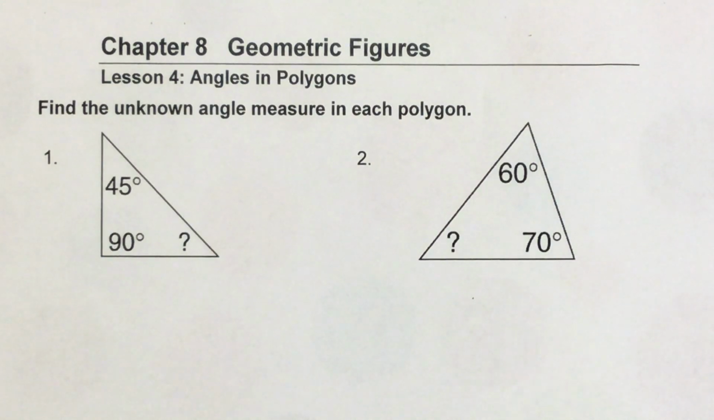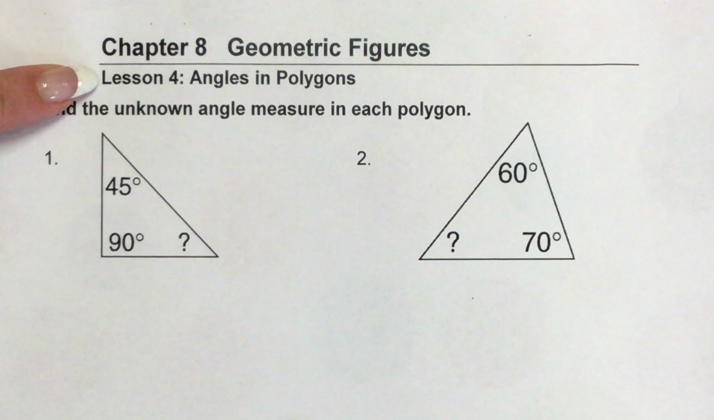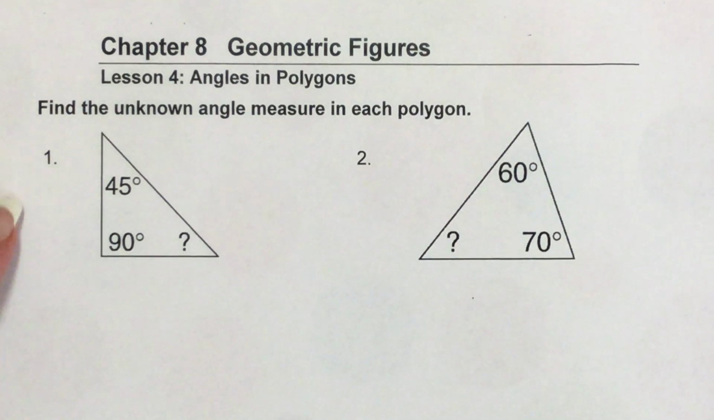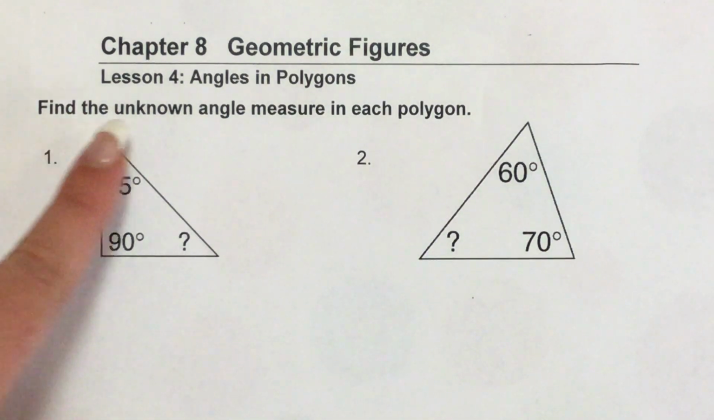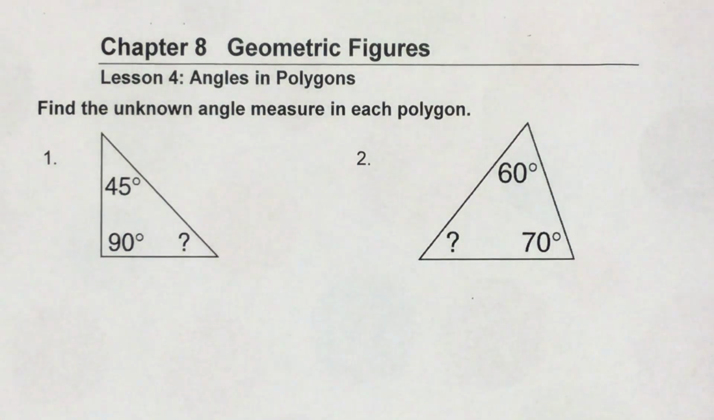Hello, hello, hello. We are back in Chapter 8, Geometric Figures, discussing Lesson 4, Angles and Polygons. Within these triangles, we need to find the unknown angle measure in each polygon. So let's go ahead and do that.